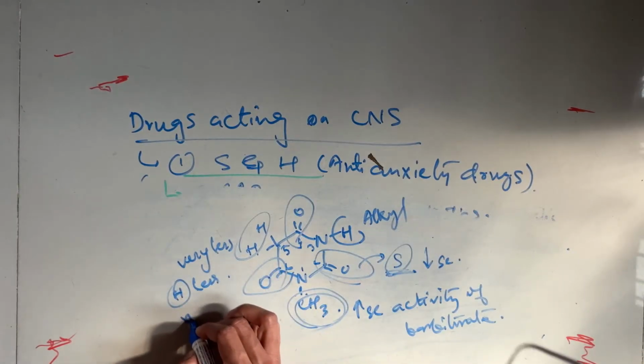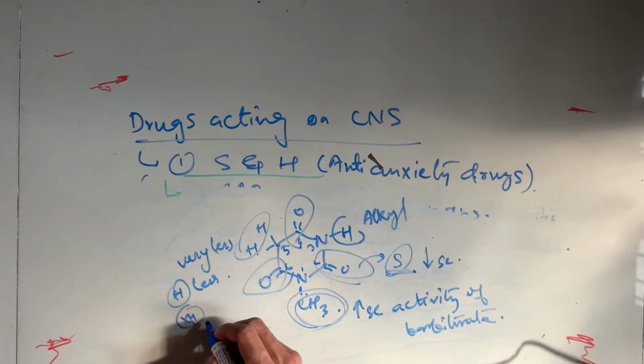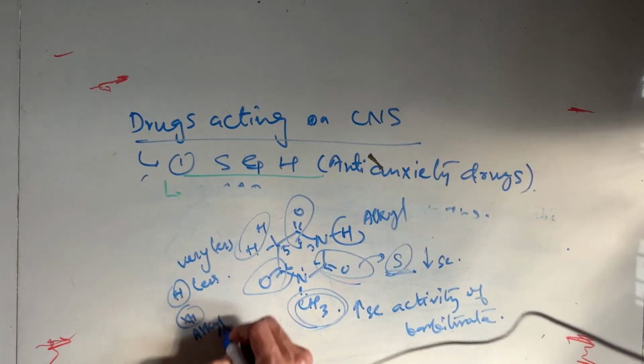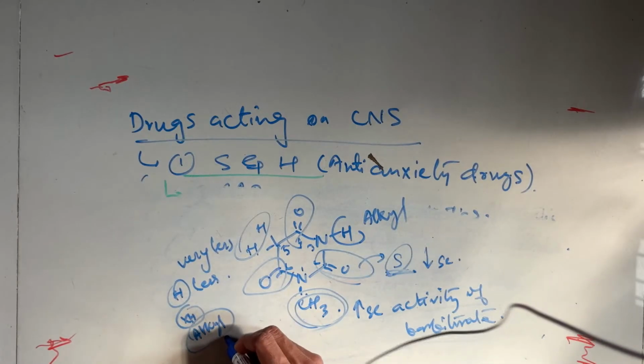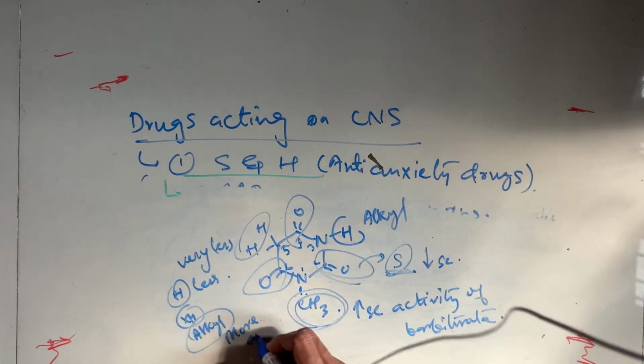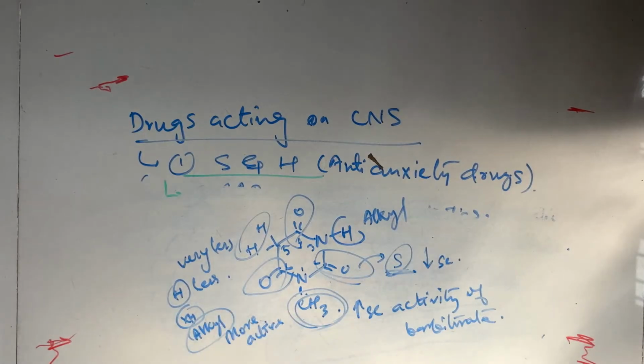And if there is no hydrogen, and instead of hydrogen there is any other alkyl group, then what will happen? Activity will increase, so it is more active. This ultimately increases the activity. For example, in the case of phenobarbital and in the case of mephobarbital. Yes or no? Up to this clear?